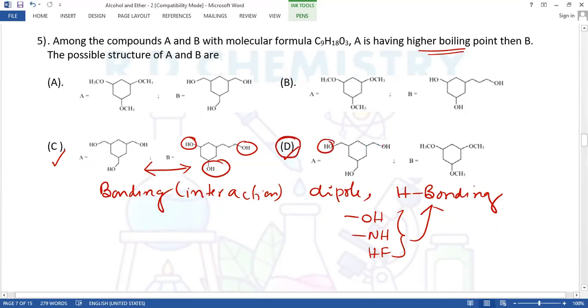So OH groups are involved in intermolecular hydrogen bonding, so boiling point is more, and OCH3 groups are not involved in the hydrogen bonding. Therefore, their boiling points are generally less. Okay. So in this case, we can go for the answer as option number D, right?